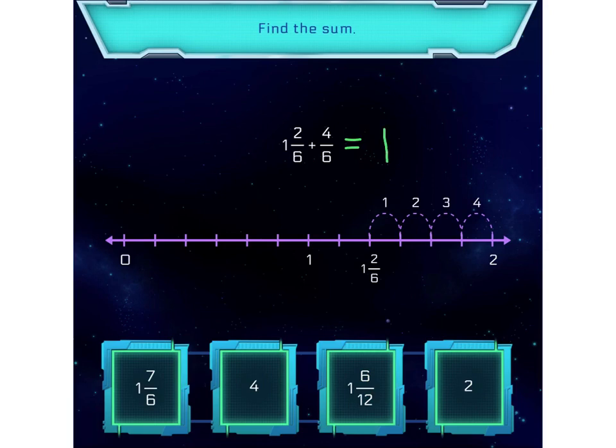My only whole number is going to be 1. Keep my denominator 6. 2 plus 4 is 6. And you know that 6/6 is another whole. So this whole plus this whole I can rewrite as 2 whole.